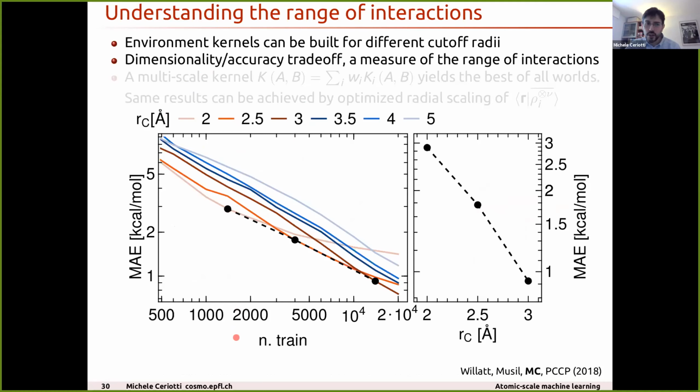So if you have a small training set, kind of counterintuitively, the most accurate model is the one with the shortest cutoff. This is because covalent bonds are short-ranged in nature, and they make up a bulk of the cohesive energy of a molecule. However, if you have a large training set, the learning curve saturates just because it doesn't contain information on the longer range correlations that underlie hydrogen bonds, electrostatics, and so on.